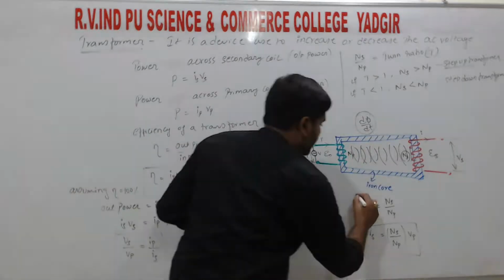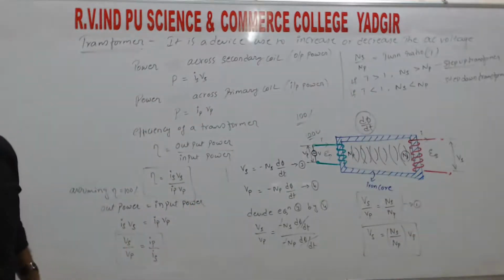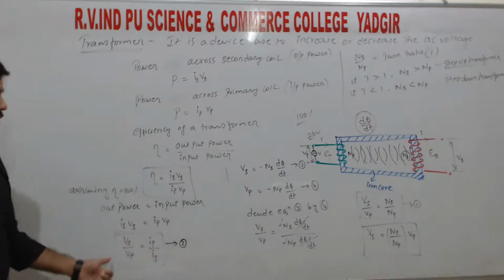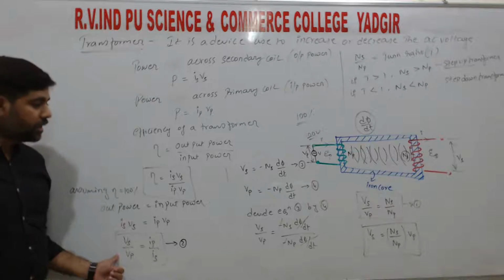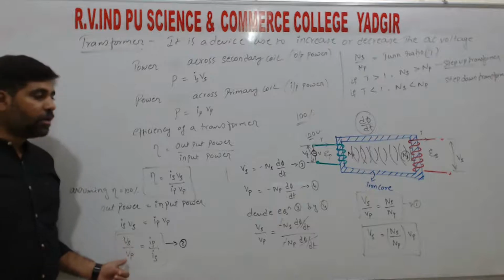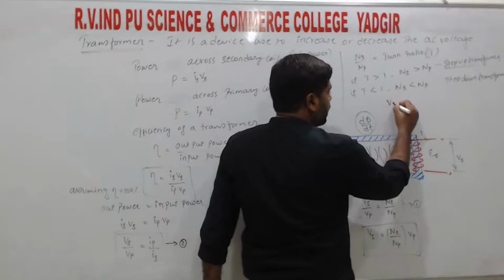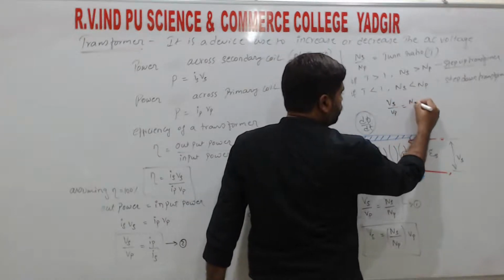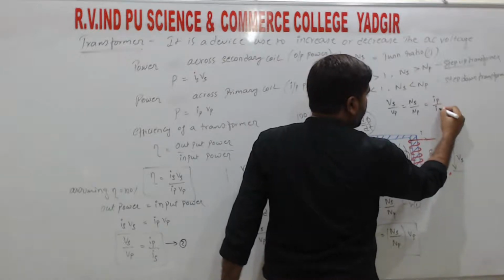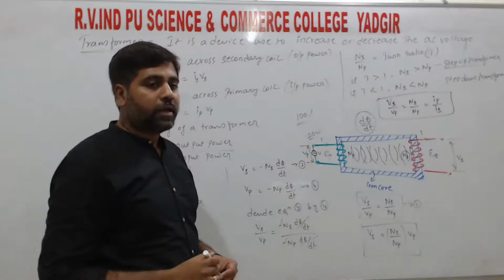So this we take as the first relation. This we can take as the second relation, right? So comparing the first relation and the second relation, in the LHS we have the same common terms, the ratio Vs by Vp, and here also Vs by Vp. So from this we can write Vs by Vp is equal to Ns by Np, that is equal to Ip by Is. So this is the overall relation in the transformer.